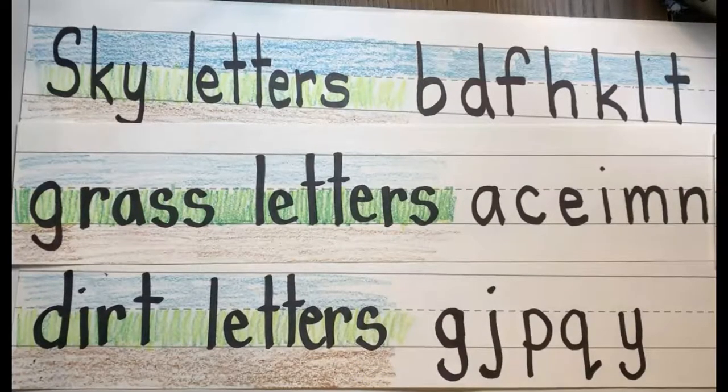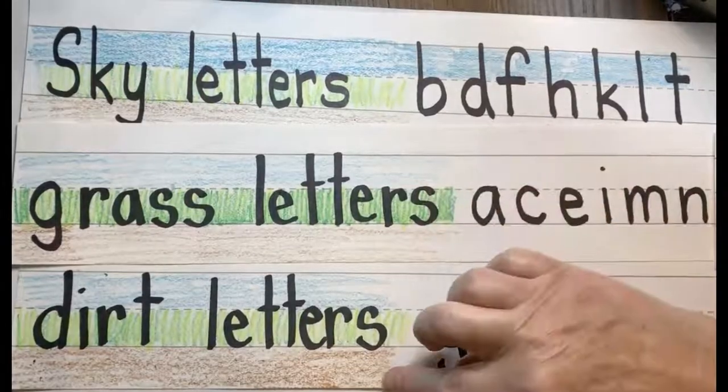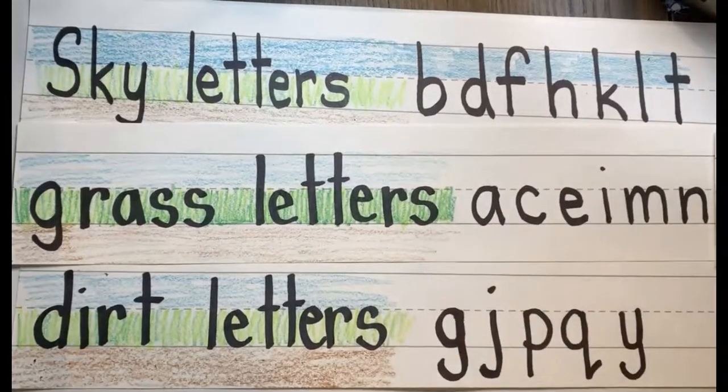So when you want to write neatly, it's very helpful to think about, is it a sky, grass, or a dirt letter? And think about the positions that it is. Imagining the green grass, the blue sky, and the brown dirt down below helps to give you a visual that's going to help you to write your letters neatly.